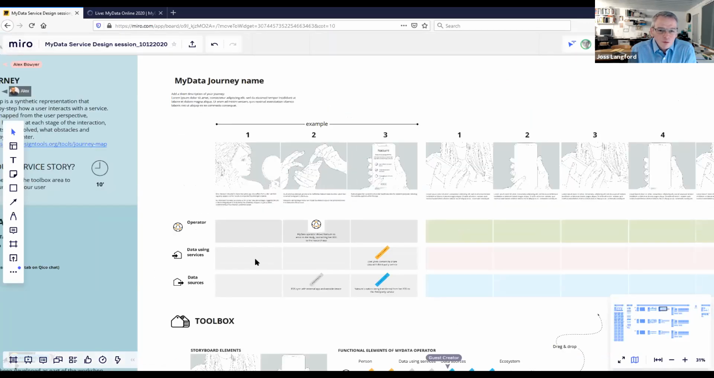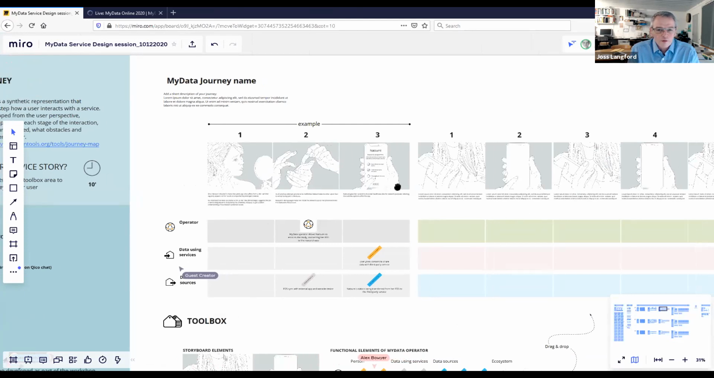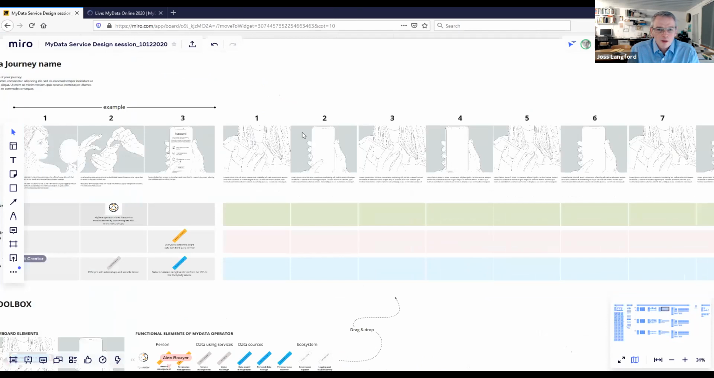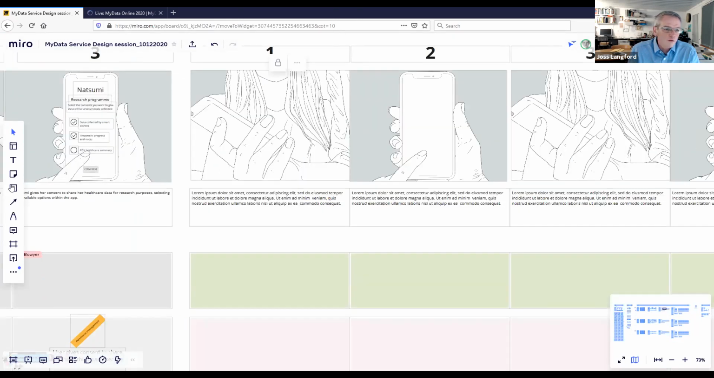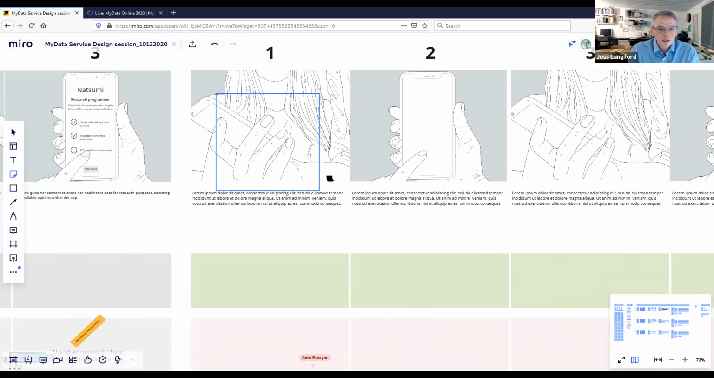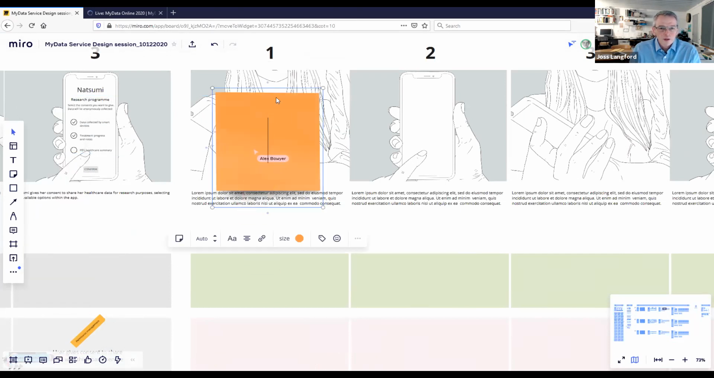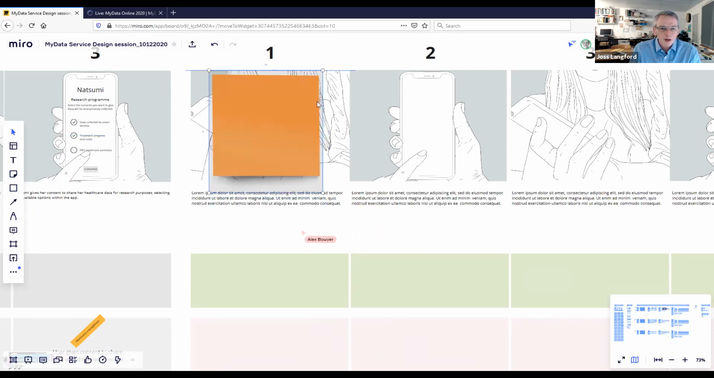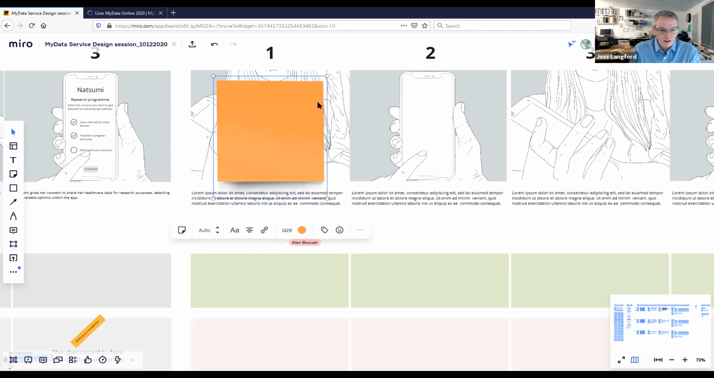And then what we've recognized at the bottom here is the types of actors within the MyData ecosystem that might use that. So on moving over from the example stage, we can scrub out some of these pictures or overlay them with a post-it note. I'm going to use an orange one because that's me. So we can start to think about this service, which for the moment I call Nemo.